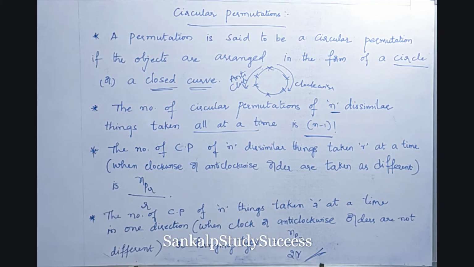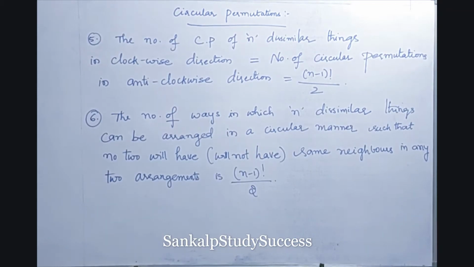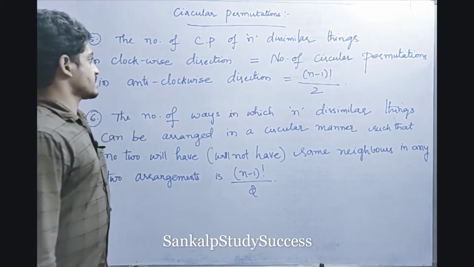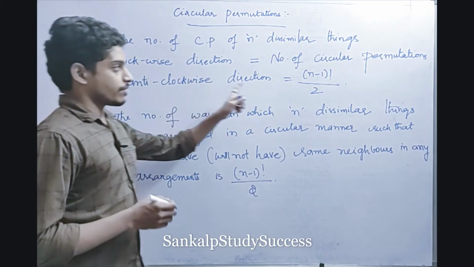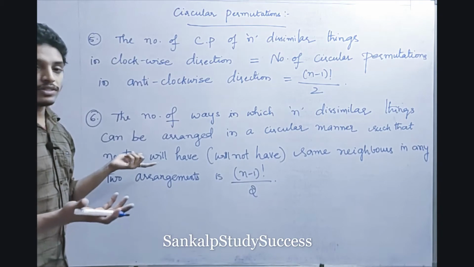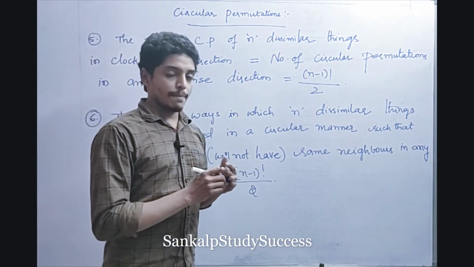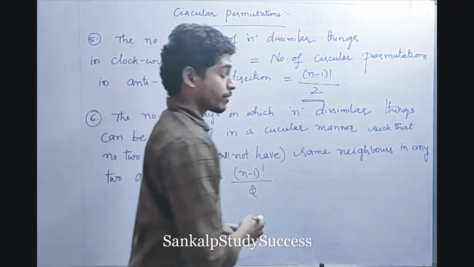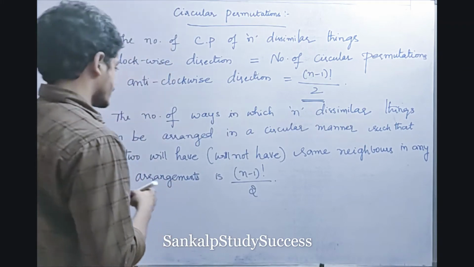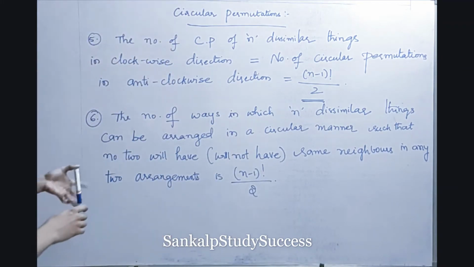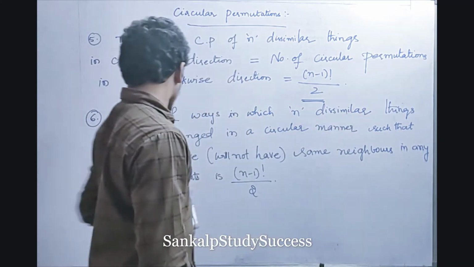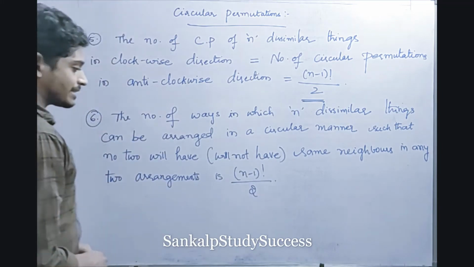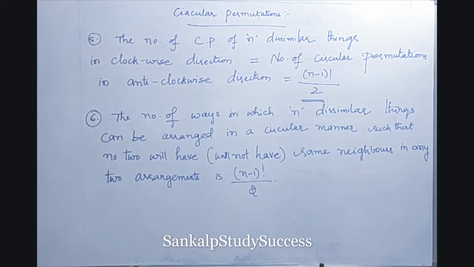Let us see the next important formulas. The number of circular permutations of n dissimilar things in clockwise direction is equal to the number in anti-clockwise direction. Both arrangements are the same, and the value is (n minus 1) factorial by 2. Next, the number of ways in which n dissimilar things can be arranged in a circular manner such that no two arrangements have the same neighbors is (n minus 1) factorial by 2. Remember these two formulas.